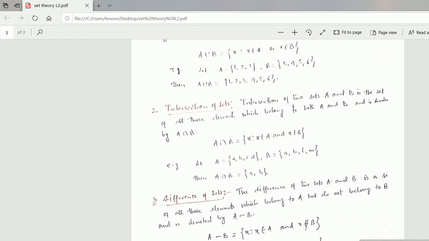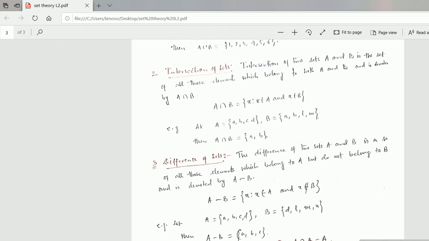Take one example. Let A be equal to {a, b, c, d} and B be equal to {a, b, l, m}. In these two sets, which elements are common? You can see a, b is here in set A and a, b is also in set B. The rest of the elements are not common. So A intersection B is {a, b}, because these two elements are present in both the sets. Therefore A intersection B will be {a, b}.